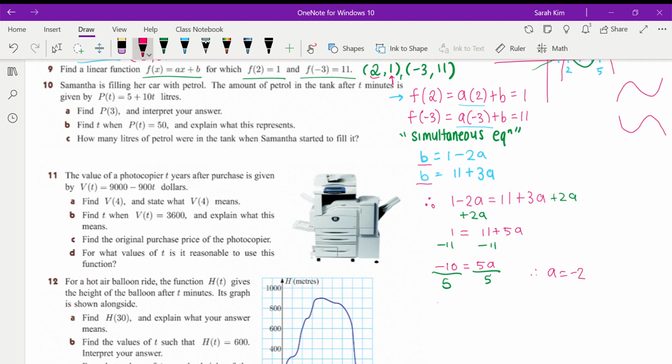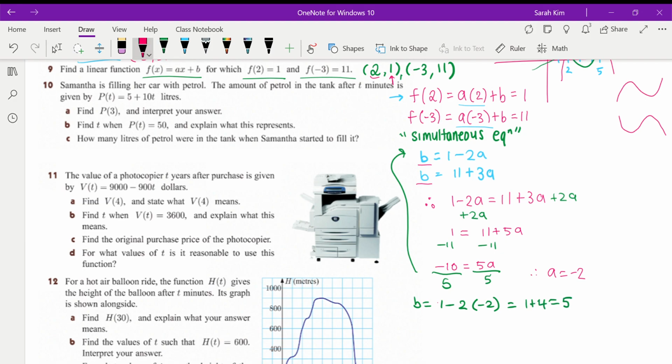Now that I've found a is -2, I'm not done yet. I just have to put it in one of these equations to solve for b. I'm going to choose this first equation just because it's the first one. So b equals 1 take 2 lots of a, which is -2. That simplifies down to 1 plus 4, so my b should be 5.